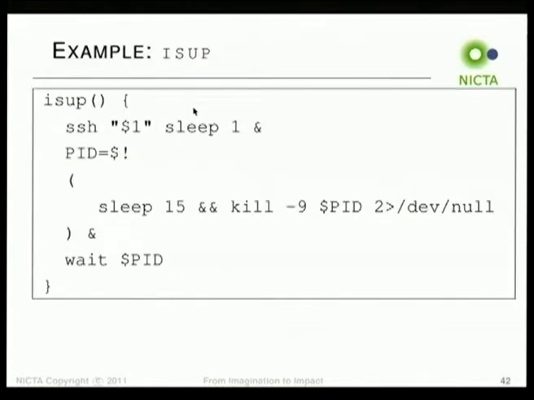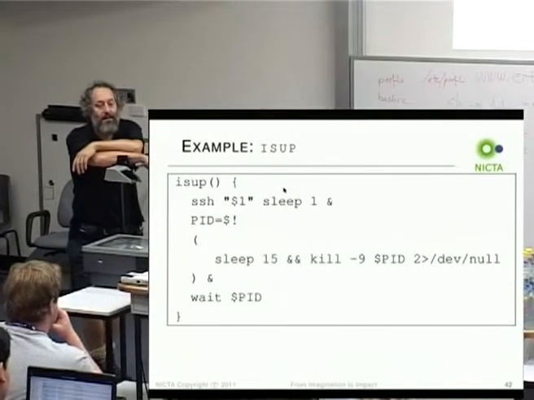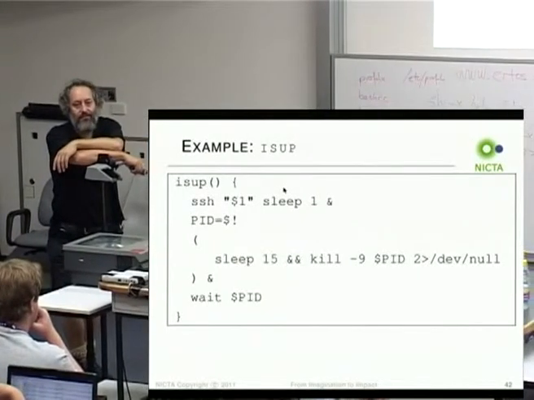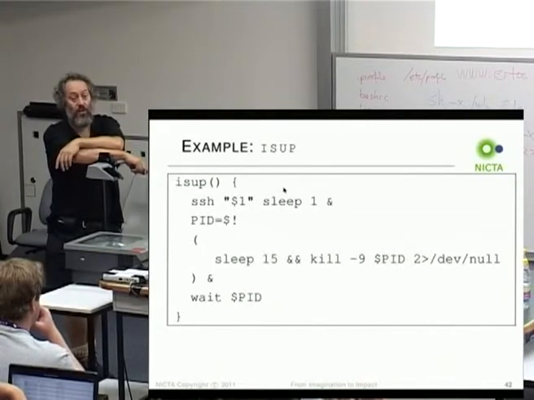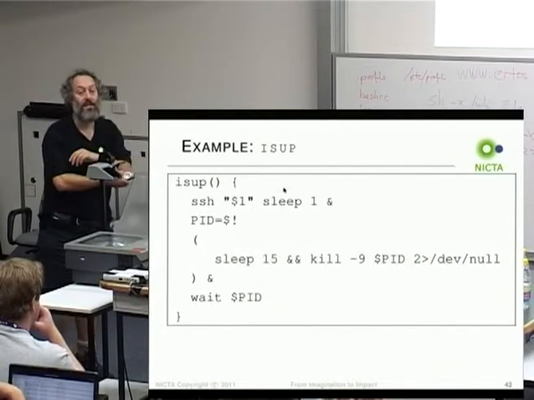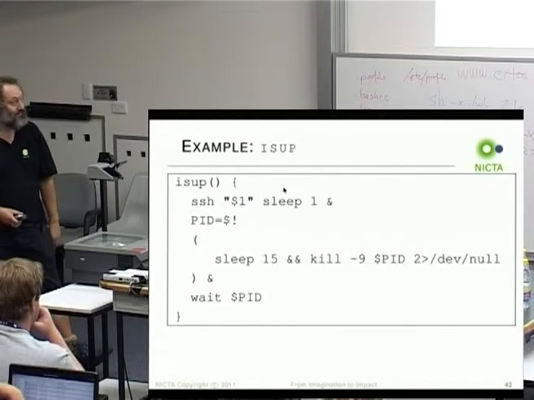So let's try and put it together with an isup script. What we want to be able to do here is find out whether some remote server is responding to SSH requests. The isup script is in the shell2d examples directory, so you can have a look at it as we go through, because there are some slight differences between the one there and the one I'm going to show you, because there wasn't room on the slides.